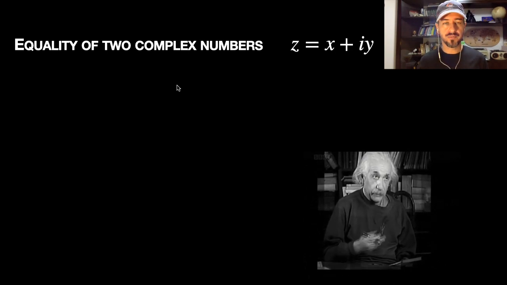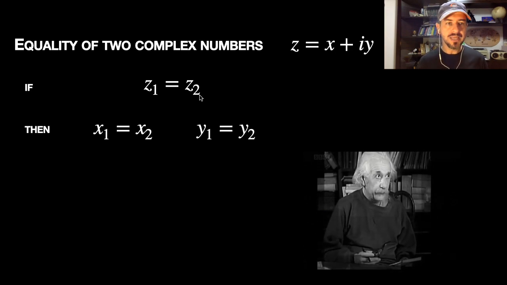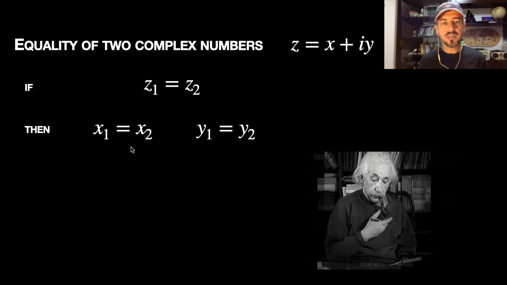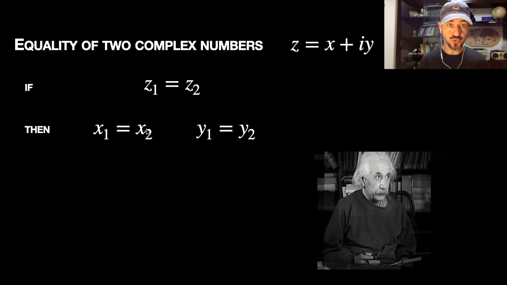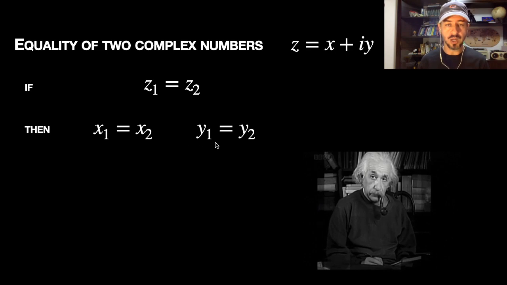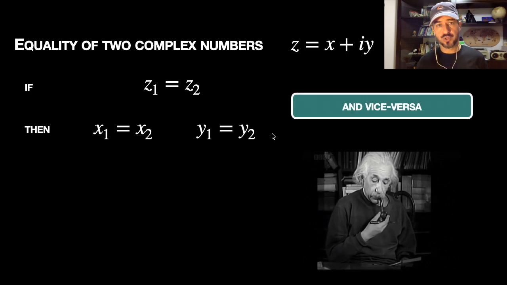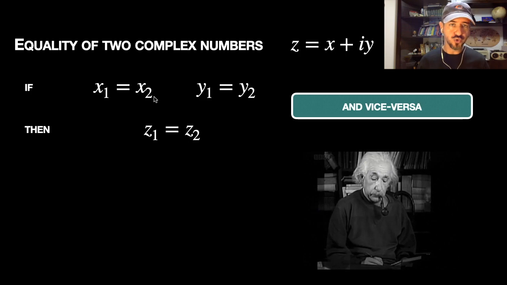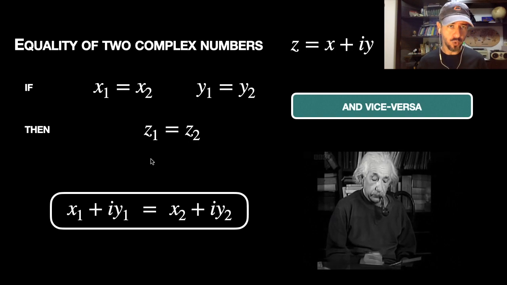Equality of two complex numbers. If a certain complex number z1 is equal to z2, this means that x1 is equal to x2, in other words, the real part of z1 is equal to the real part of z2, and y1 is equal to y2, the imaginary part of z1 is equal to the imaginary part of z2. And vice versa. If x1 is equal to x2 and y1 is equal to y2, then z1 is equal to z2. The two complex numbers are equal.